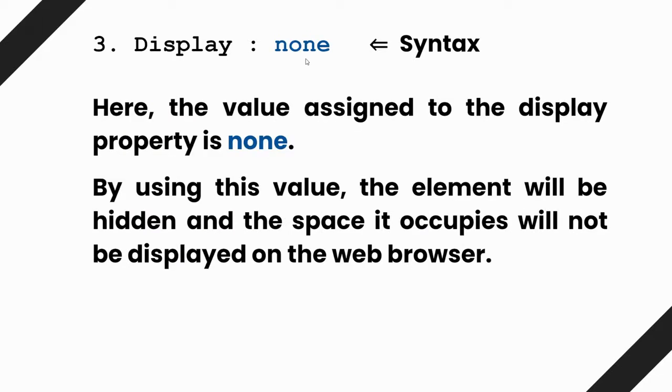So like I said before, there is a way to hide HTML elements, and it won't be an error. That can be done when the display is assigned the value of none. As you can see in the syntax above, we have the display and we have the none value attached to it. Here, the value assigned to the display is none. By using this value, the element will be hidden and the space it occupies will not be displayed on the web browser.